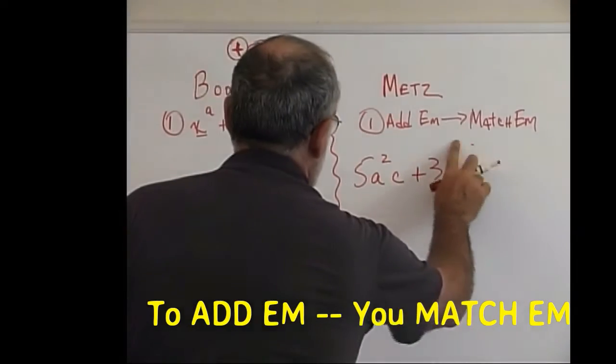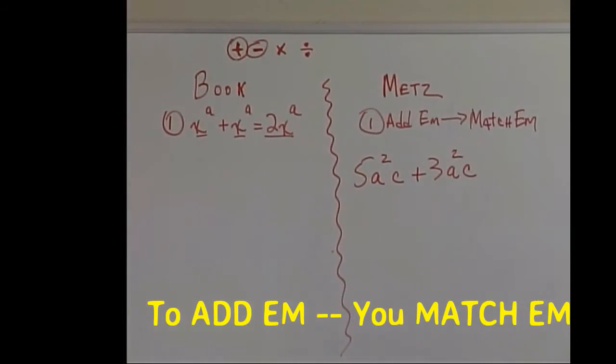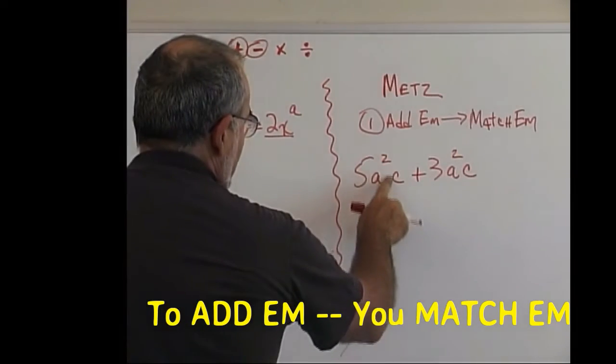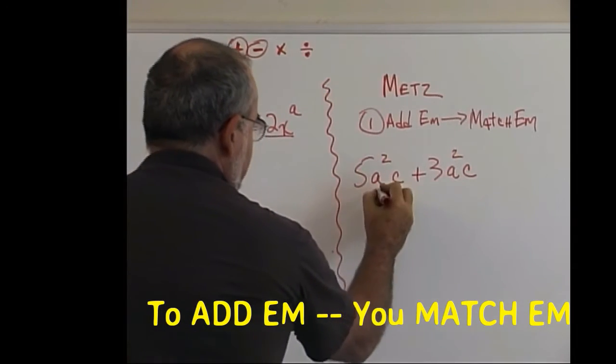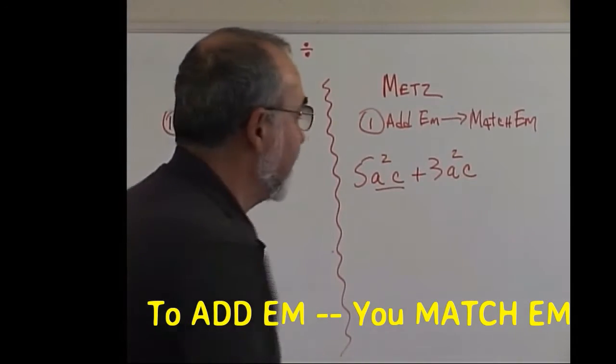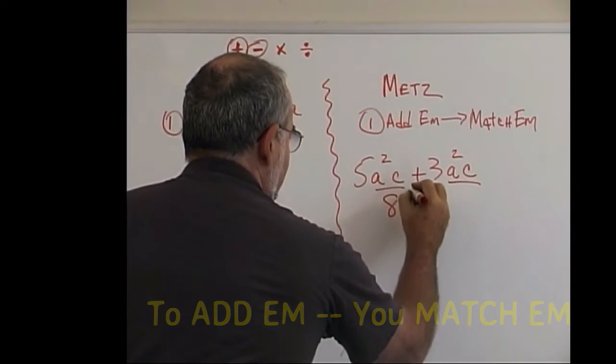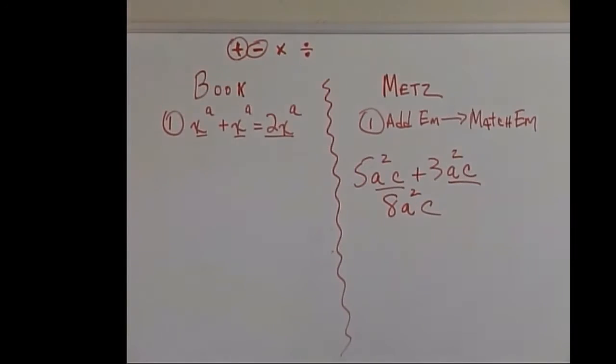On the other hand, if you had a squared here, can you now add that up? Sure. Now remember, there's not a 1 in front of this c. This is the name tag called a squared c, and I got 5 of them, and over here I got 3 of them, so when I put it together, I got 8 of them. First rule, we already knew it, let's move on.